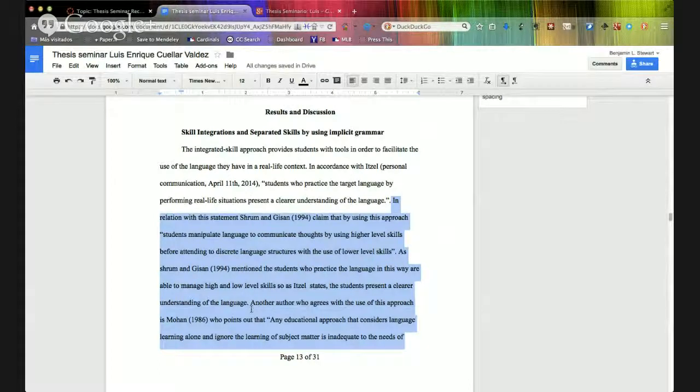It doesn't have to be one sentence evidence, one sentence analysis, but you can have 2 sentences or 3 sentences of evidence, then talk about it. But don't talk too much. You have too much discussion here, essentially. So, cut back.